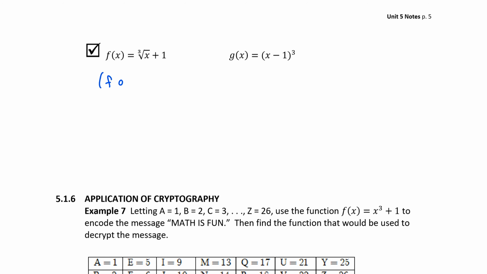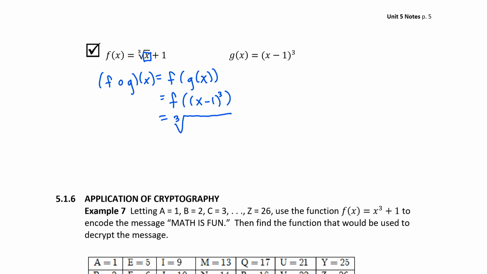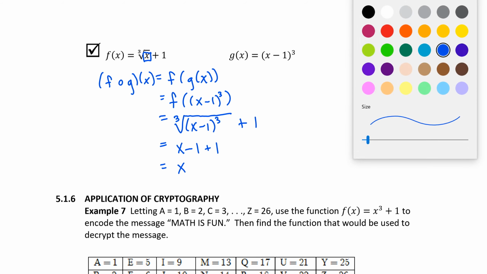So let's find f composed with g of x. This is f on the outside, g on the inside. Replacing g with its function rule, that is x minus 1 cubed, we then plug this new argument into the function called f, where I see the x. So I'm going to plug x minus 1 cubed in for x under that radical, and notice the plus 1 is outside the radical. We have the cube root of x minus 1 cubed. The cube root and the exponent 3 cancel, and we end up with the radicand, and the negative 1 and positive 1 cancel. So it appears that we are dealing with inverse functions on at least this direction.